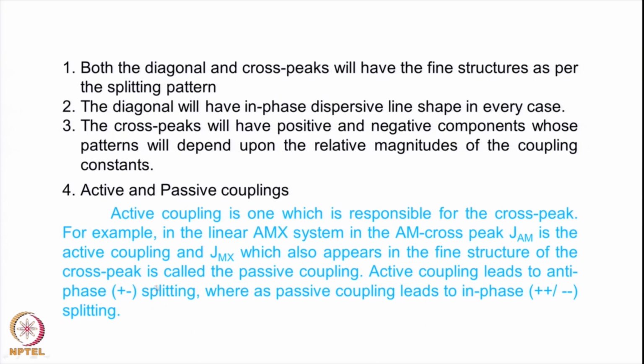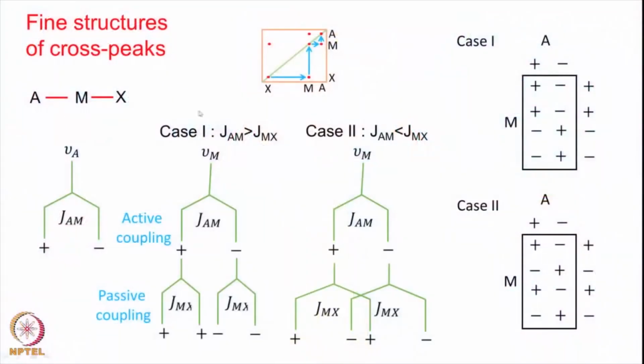Active coupling leads to plus minus splitting. So this is the antiphase nature which we saw in the fine structures of the cross peaks. The plus minus splitting arises because of the active coupling, whereas the passive coupling leads to further splitting of these into in phase doublets. So this plus which is present here will be split into plus plus, and that will be the passive coupling constant here, and the minus which is present here will split into minus minus, and this separation is again the passive coupling. Therefore this is the principle which will be applicable for all the cross peaks, and let us see how this will manifest in the actual pattern in the cross peak fine structure. Let us take this example of the linear spin system once more.